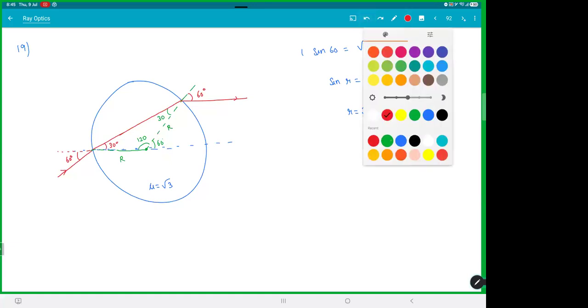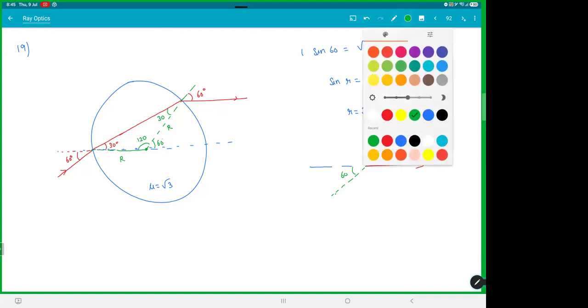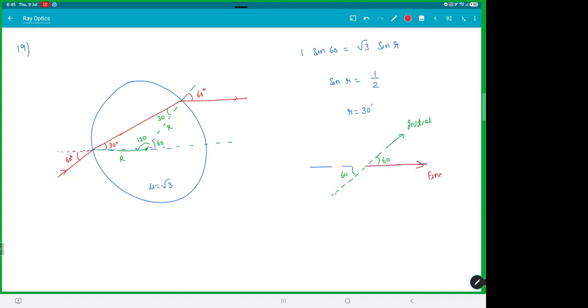And what is the deviation? You are going like this. This is your final ray. And initially you are going something like this, extended forward. This was 60 and this was 60. So the green one was the initial. The red one was the final. So this angle is your deviation. Delta is 60 degrees. So the light ray has deviated 60 degrees clockwise. Clear with this?